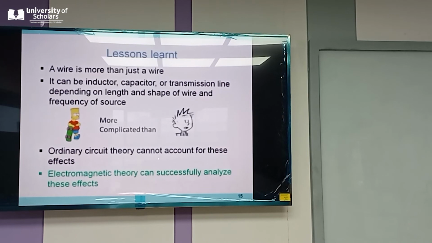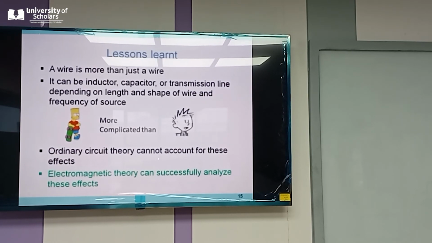It can also act as a transmission line when the frequency of the source is very high and there is a relation between the length of the wire and the frequency of the source. We will discuss that later. But again, the point is that a wire is not just a wire. It exhibits a lot of secondary effects, such as inductance, capacitance, and resistance, and all these combinations.